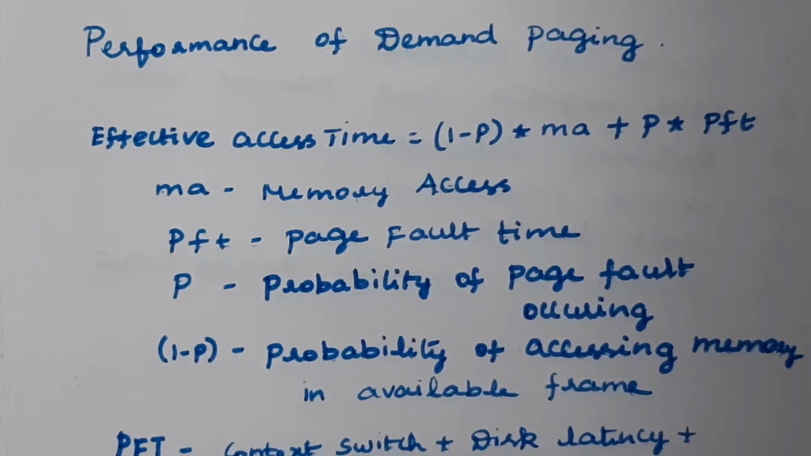Hello everyone. In this video we will discuss the performance of demand paging. Already we know what is meant by demand paging. Whenever the accessed page is not available in main memory, we need to transfer that particular page, which is available in the secondary disk, from the disk to main memory. This is demand paging, and all these transfer operations are done only at the time of execution.